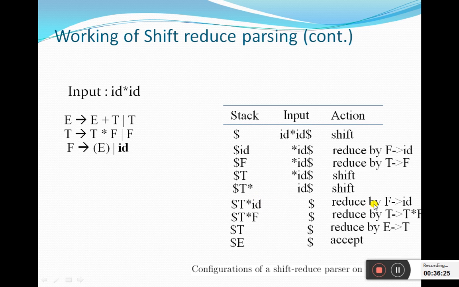So reduce by F arrow ID, replace ID by F to get T star F. Now input is finished, and on the stack we have got $ T star F. So is there a handle on the top of the stack? There is a handle. T star F, all symbols together represent a handle. Now reduce it by T using T arrow T star F. T star F is replaced by T. T star F is reduced to T.